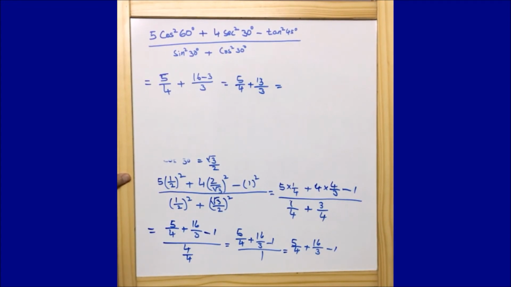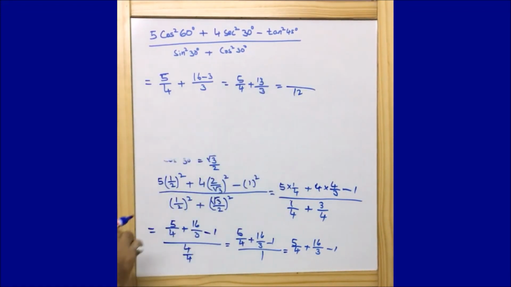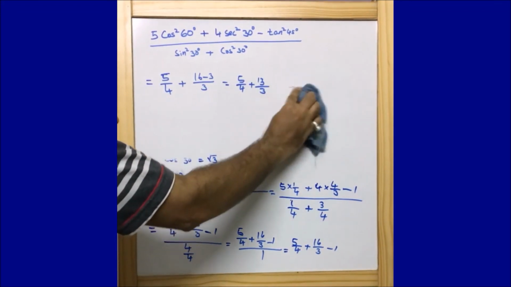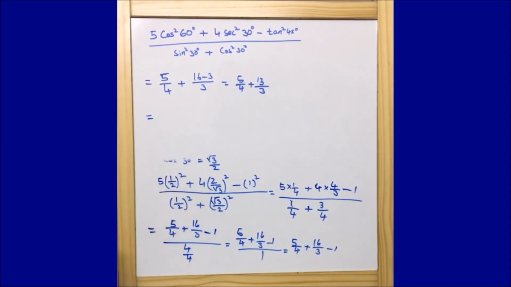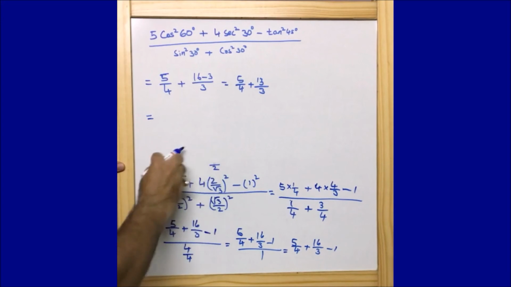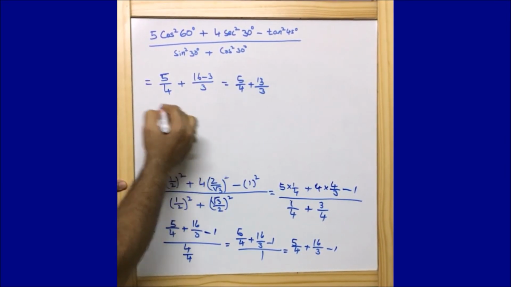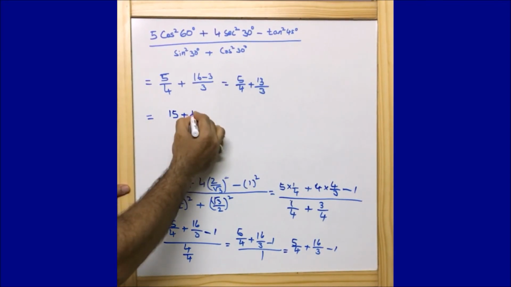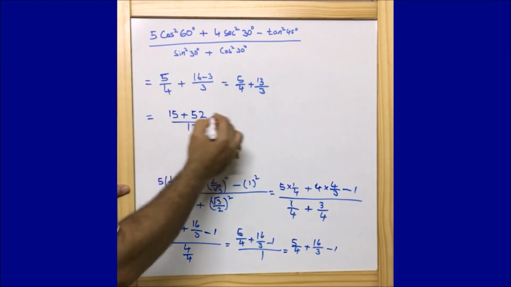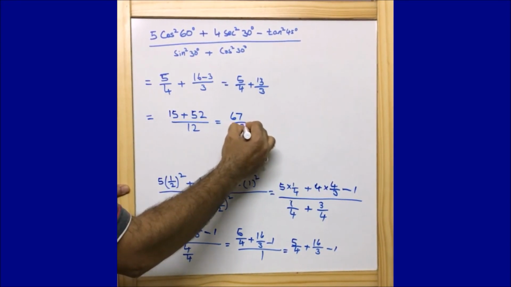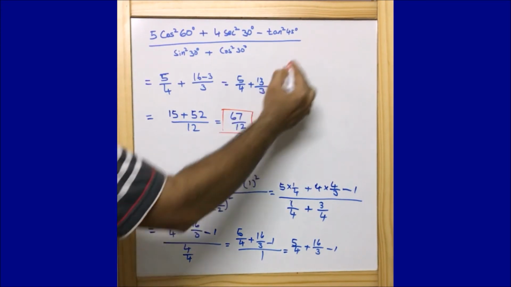5 by 4 plus 13 by 3. Taking LCM as 12, just doing cross multiplication, that means 5 threes are 15 plus 13 into 4 is 52, by 12. That is equal to 67 upon 12. Guys, that is our answer. Our answer is 67 upon 12.